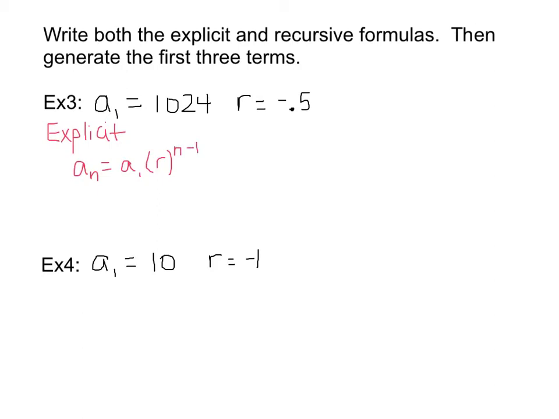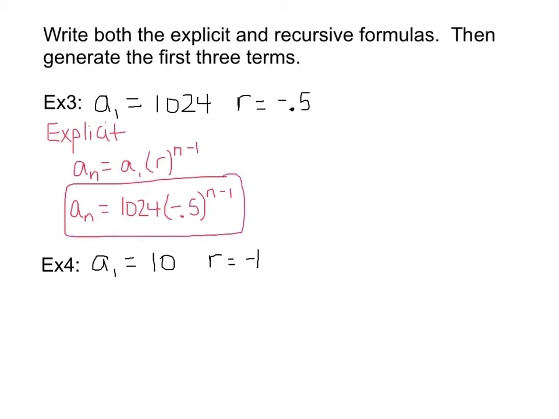So if we're taking what they've given us in example 3, then our explicit formula is going to be a sub n equals 1024 times negative 0.5 to the n minus 1 power. And remember, this explicit formula is used when you're trying to jump to a certain term. Like if they wanted you to find the 100th term or the 20th term, then you would use your explicit formula.